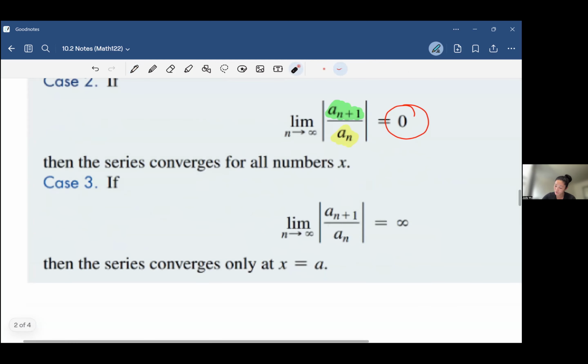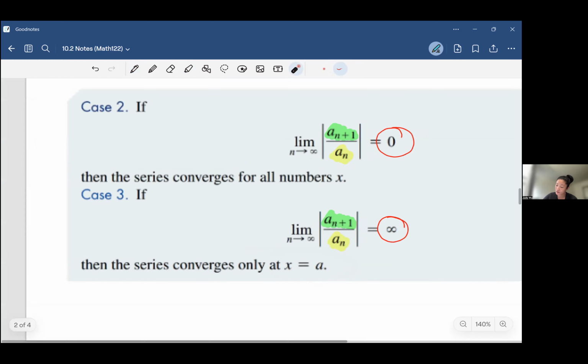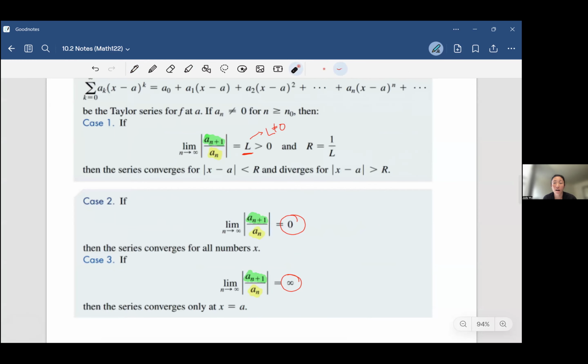And last case, if we have a comparison where we take our a sub n plus 1 and our a sub n, and we compare them, and we take the limit as n goes to infinity, and we get an infinity, then what that means is the series converges only at x equals a. Okay, so these are going to be the 3 cases that we look at. We'll do a couple examples in the next few videos and walk through this process. Like, what do I mean when I say we're comparing our coefficient?